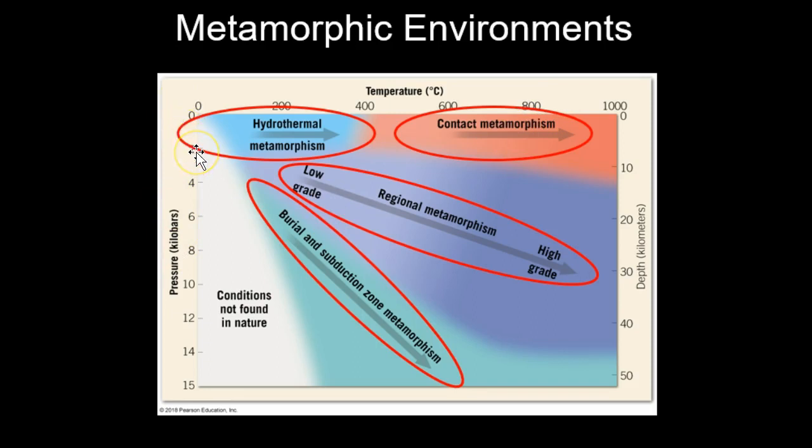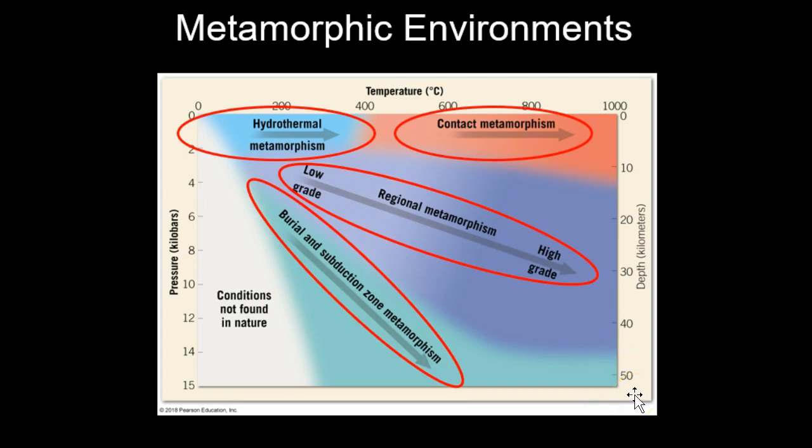For example, burial and subduction metamorphism typically occurs at pretty high pressures and temperatures that are not necessarily very high. And then regional metamorphism occurs over a very wide range of temperatures and pressures, and it gets all the way to the highest temperatures, almost all the way to the highest pressures.